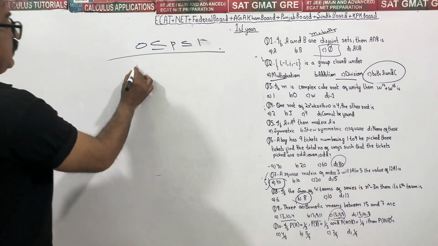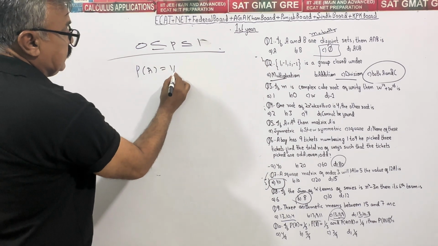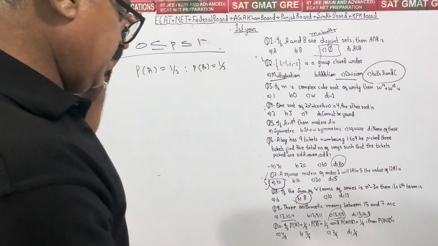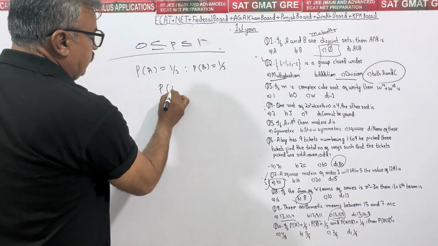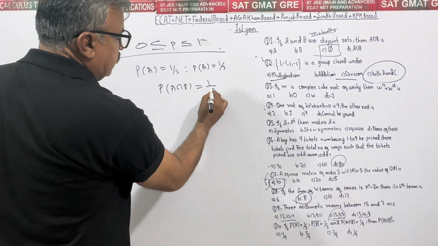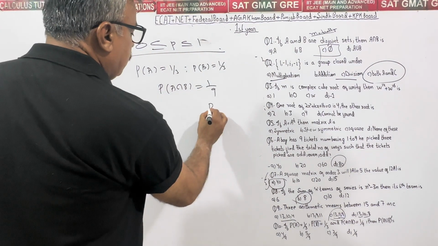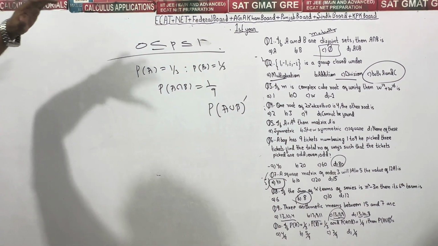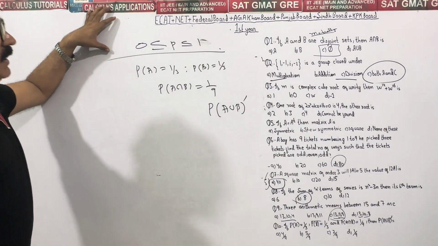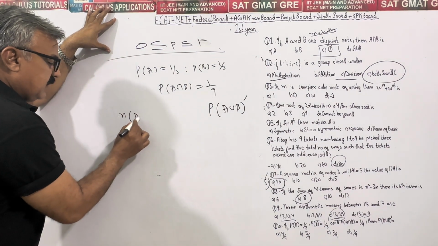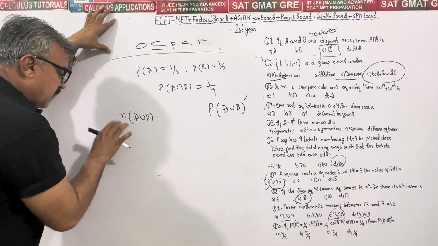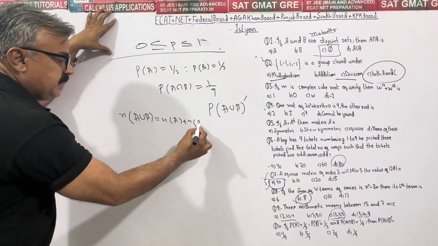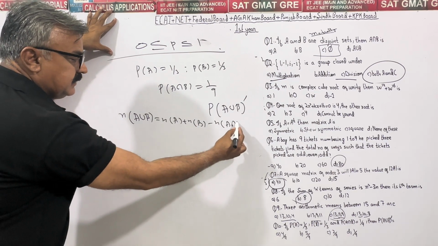We are given that the probability of an event A is 1 over 3. Similarly, the probability of B is also 1 over 3. And the probability of the overlapping portion, A intersection B, is 1 over 9. Then we are asked to find the probability of (A union B) whole complement. We have the cardinality formula: n(A union B) is n(A) plus n(B) minus n(A intersection B).